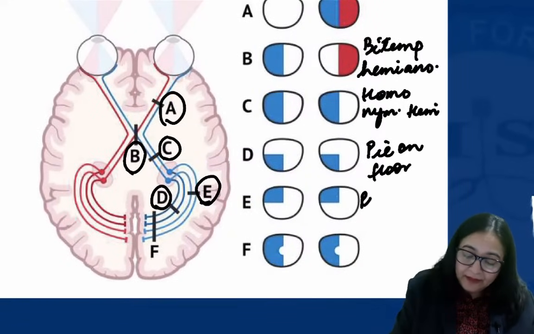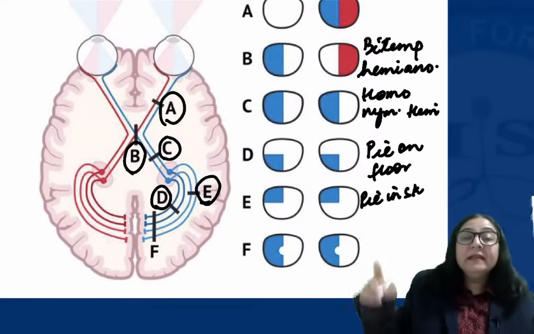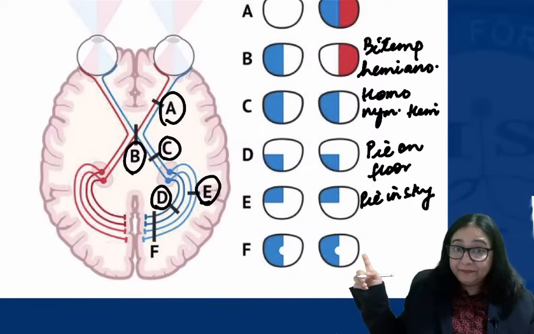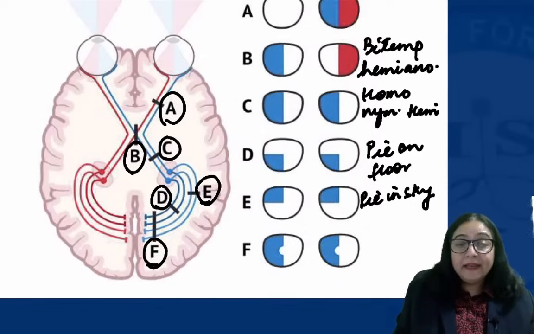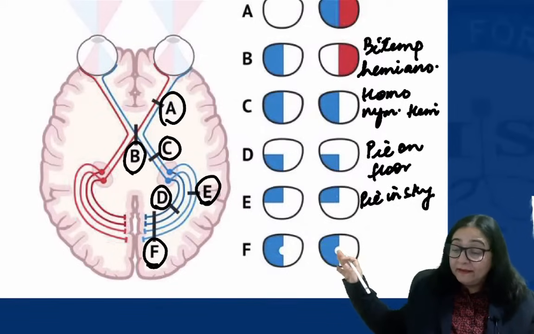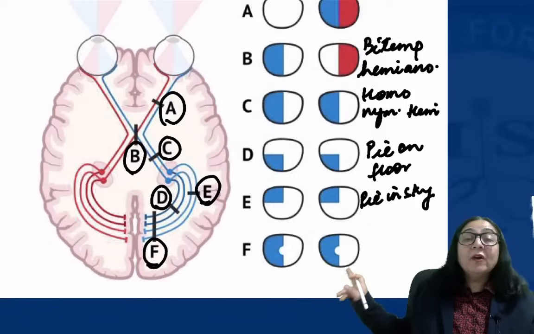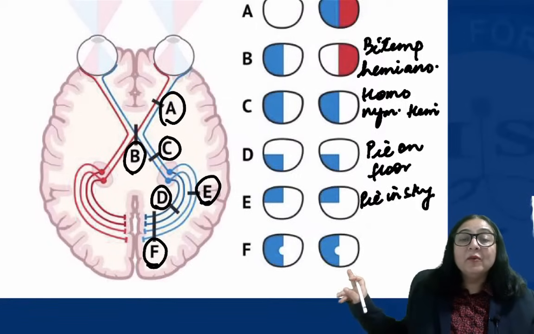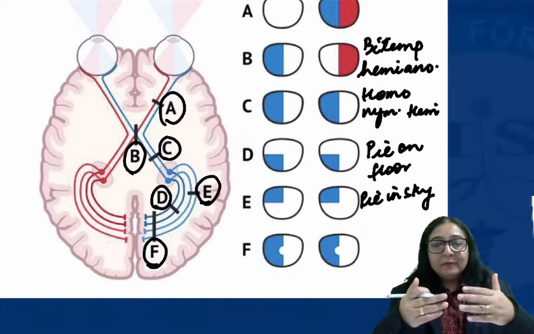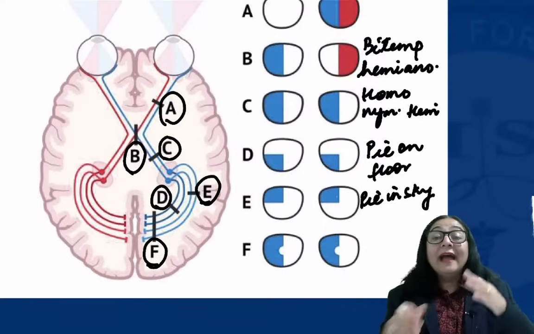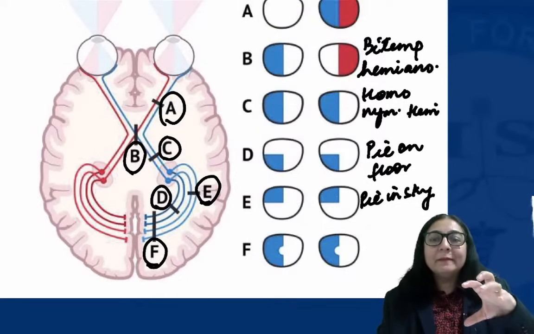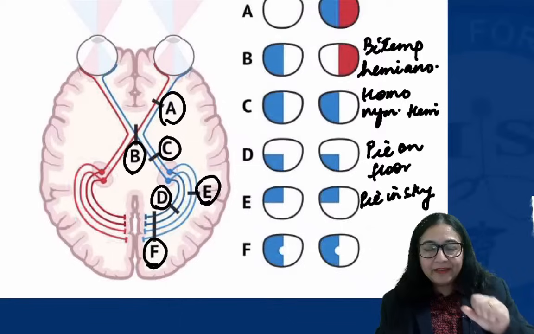Pi in the sky. That is a superior quadrantic defect. And if the lesion is in the occipital cortex area, as was our question, then it will again cause homonymous hemianopia with macula sparing. Why macula sparing? Because the area where the occipital cortex is located has dual blood supply. It is supplied by both the middle and posterior cerebral arteries.